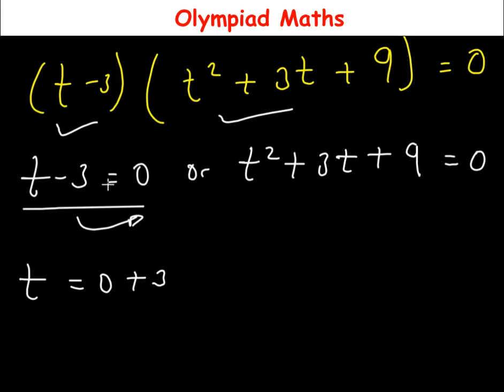If minus 3 crosses the equal sign, it becomes plus 3. So t is equal to 0 plus 3, which is 3. So with this, we've gotten the first solution for t, which equals 3.